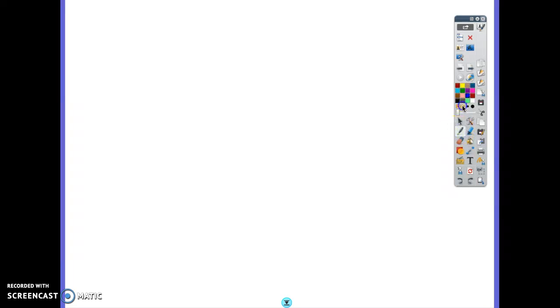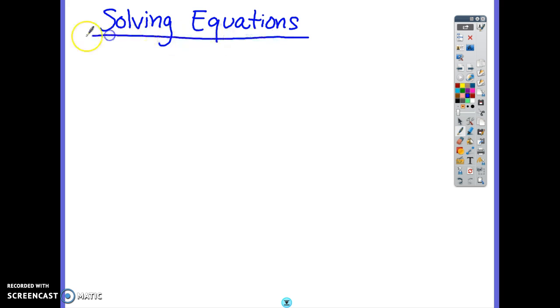Okay, so there are 4 steps that I like to use when solving equations, and I need you to follow them every time you solve equations until you get really good at them, and then you don't need them anymore. Okay? Step number 1, and let's write the title. This is solving equations. Okay, and I'll have an anchor chart for this coming up pretty soon. I think I started it the other day, but I didn't finish all the steps.